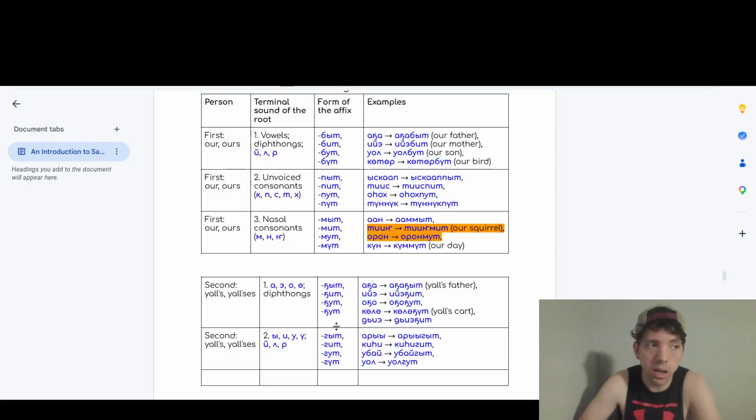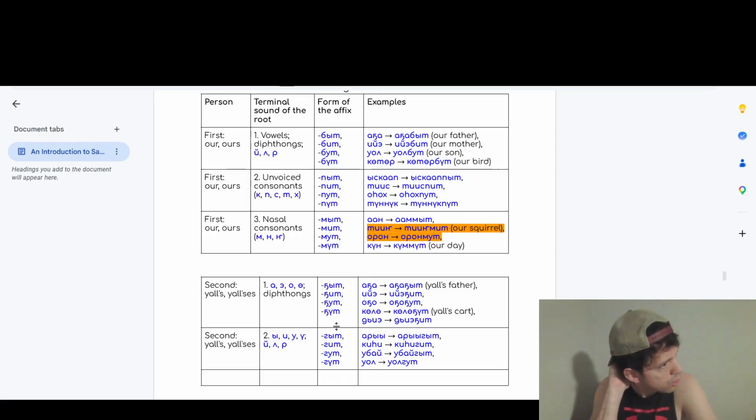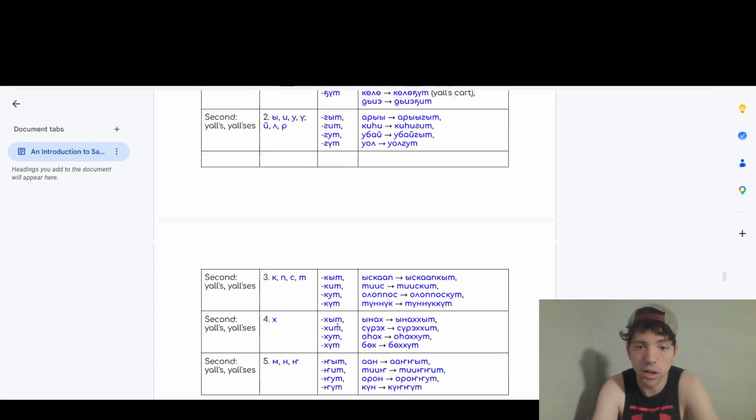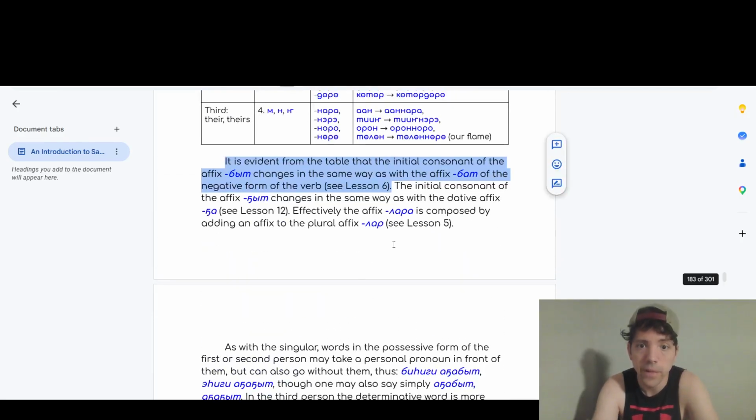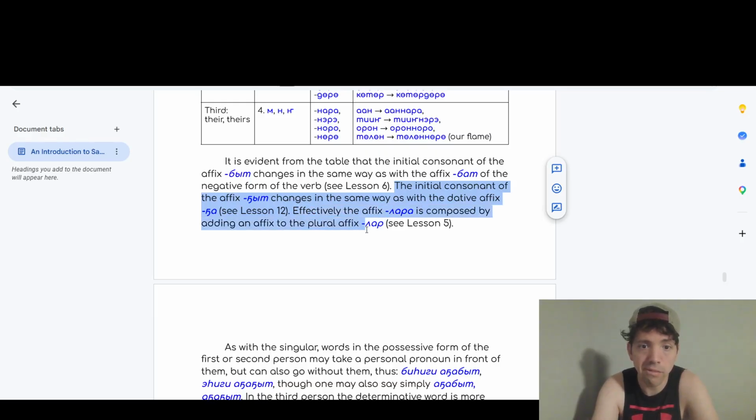So the same thing, like when you say, I don't know, bilbitten, but if it's after another consonant, it's going to change. Like bot could become pot or whatever. That's probably what he's talking about. Linguistic mumbo jumbo. The initial consonants of the affix rt changes in the same way as with the dative suffix ra. Effectively, the affix lara is composed by adding affix to the plural suffix, the plural affix lara.